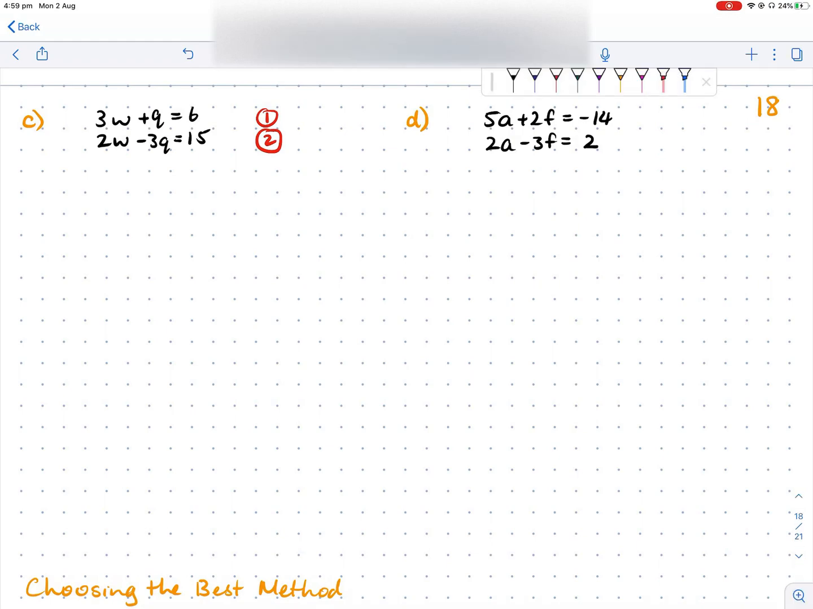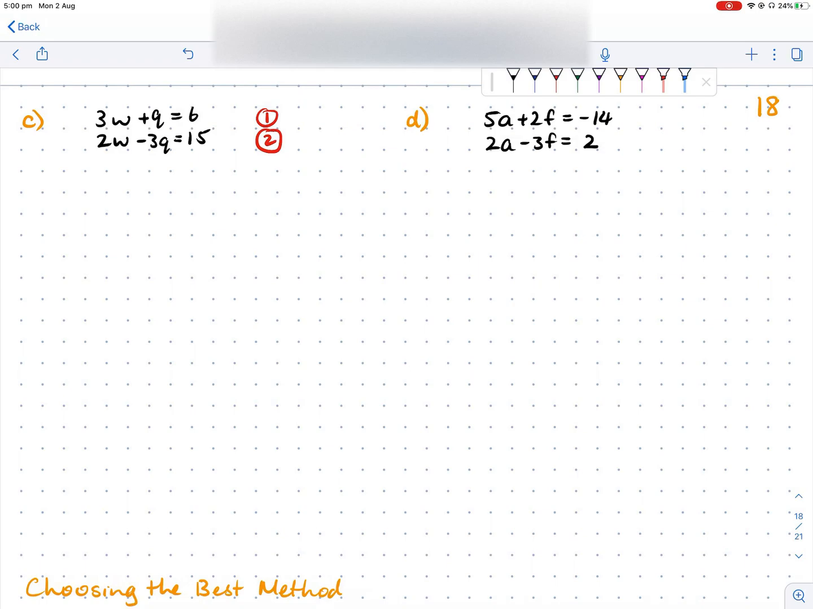If you look at these equations, the w's have coefficients of 3 and 2, so they're not the same. The q has a coefficient of 1 and negative 3. They're not the same either. So we've got a bit of a problem here. None of the coefficients are the same. So what we'll need to do is make the coefficients the same for one of the variables by multiplying by a constant, some sort of number.